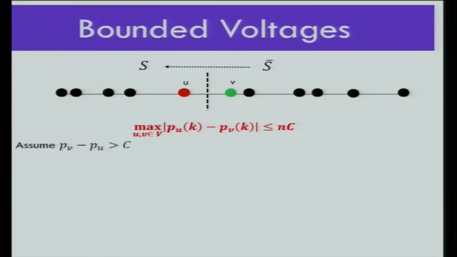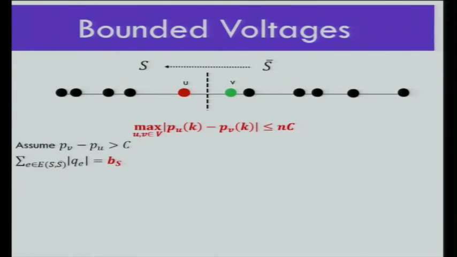So assume that is false. Assume that there is a neighboring pair U and V where the potential difference is actually quite large, bigger than C. Now let's look at this cut between these, which keeps U on one side and V on another side. We know that the electrical flow, since it goes from higher potential to lower potential, the total flow shipped by it is equal to Bs.